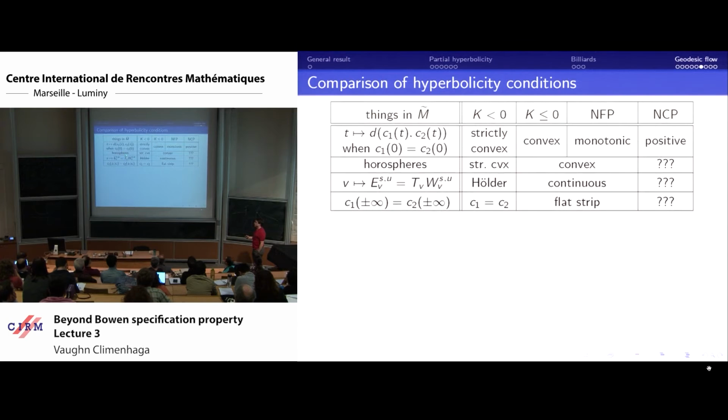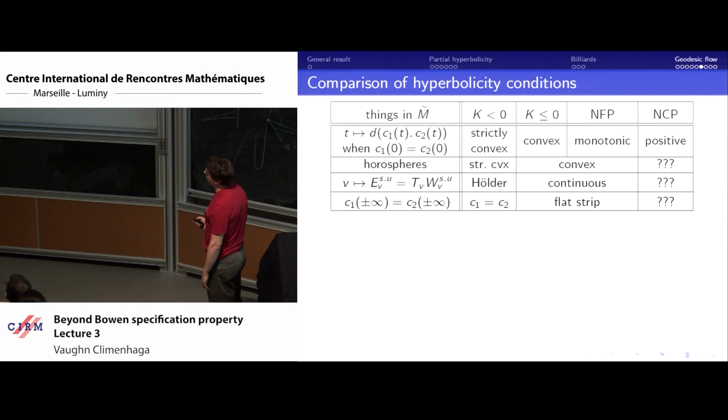Well, we want to work with horospheres, because horospheres are sort of the tool for hyperbolicity. And in negative curvature, horospheres are strictly convex. In non-positive curvature and no focal points, well, you might lose strictly, but they're at least convex. In no conjugate points, maybe they are, maybe they aren't. I'm pretty sure there are examples.